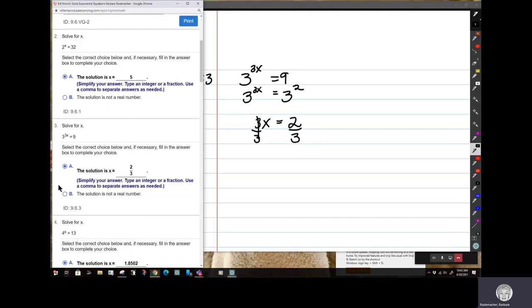If you were to put this in your calculator, you would get 0.6667, which would not be the exact answer. And what they're asking for here, you always want to read these blue letters underneath the answer box, and that's an answer box in my math lab. It says type an integer or a fraction, which means your answer is going to be exact. It has to be exact.